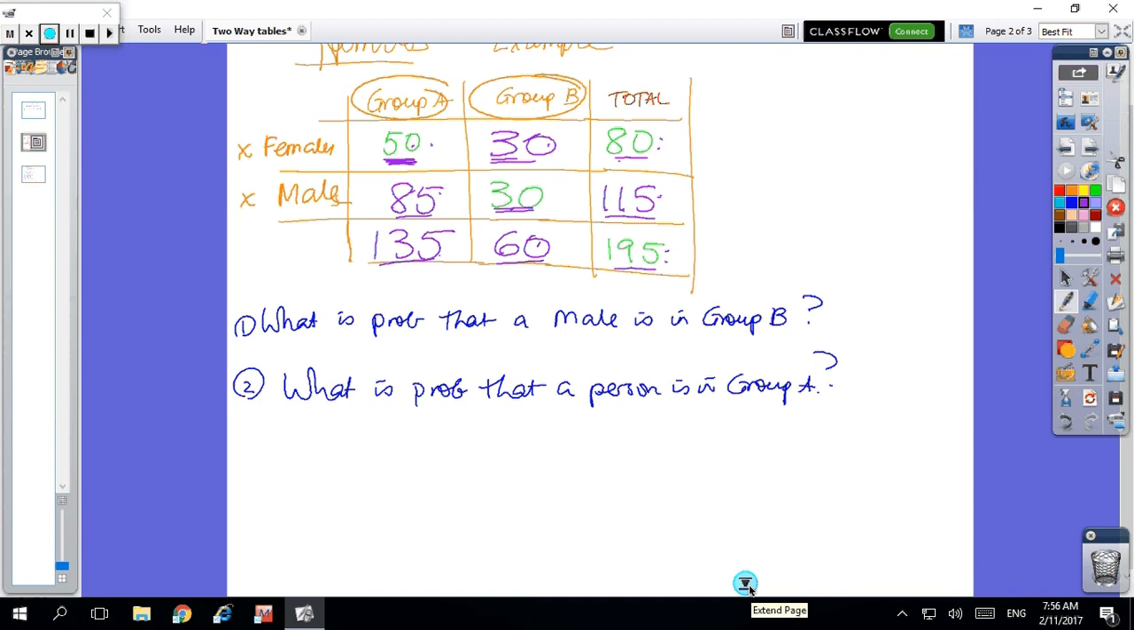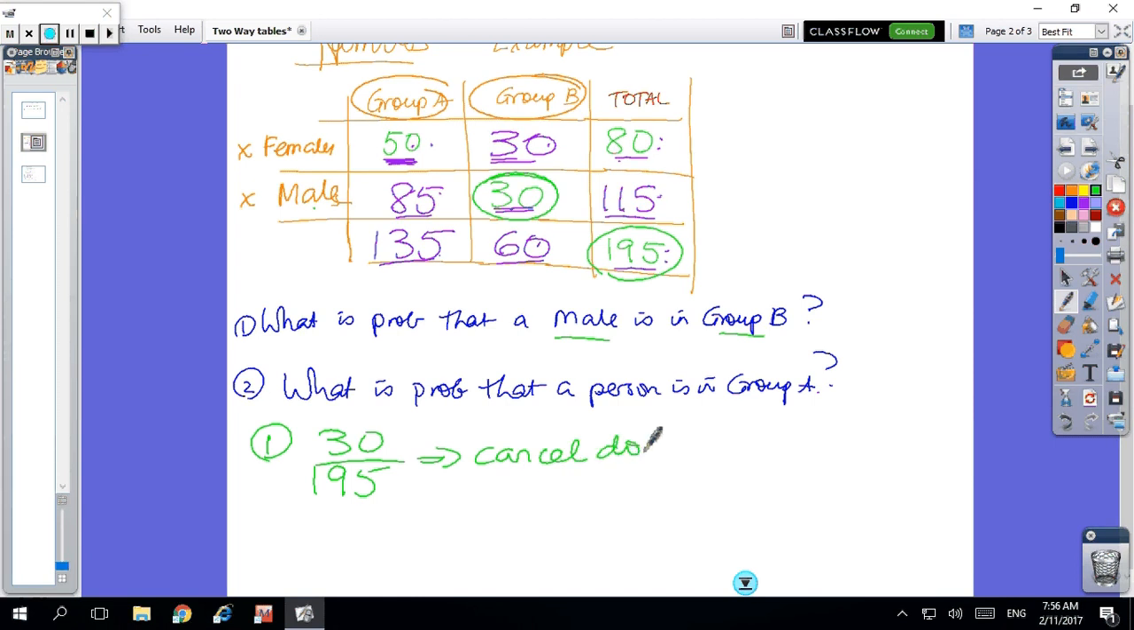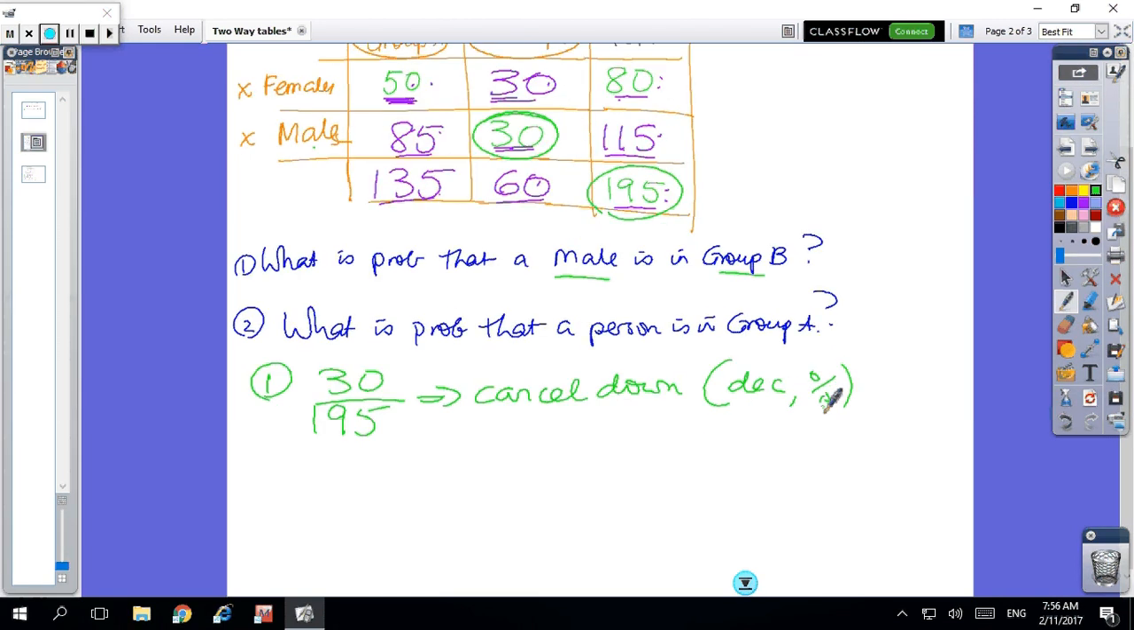And then once we've done that, we can answer questions. So for instance, what is the probability that a male is in group B? A male is in group B. So the answer is 30 out of the total 195. And I haven't got my calculator with me, but you need to cancel that down, and that would be the answer. Or you could write it as a decimal, or you could write it as a percentage. Okay, so you've got those choices. But I didn't bring my calculator with me, so I haven't got an answer.